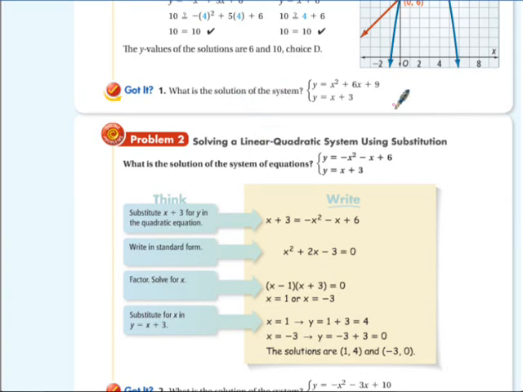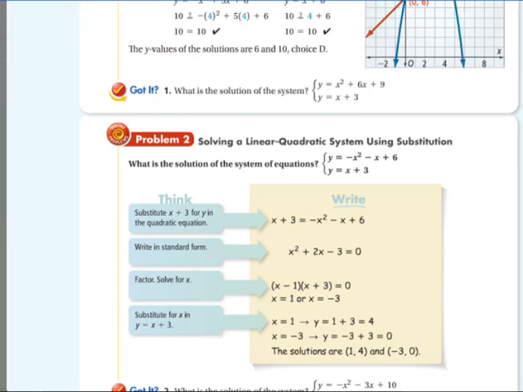Let's take a look at number one. Either on your calculator or on graph paper, graph this quadratic equation and this linear equation and get a solution. Pause the video now and go ahead and graph that. All right, we're back. Hopefully you got -3, 0 and -2, 1 for your answers. If you didn't, try again, and if you still need help, let me know and we will go over those in class.